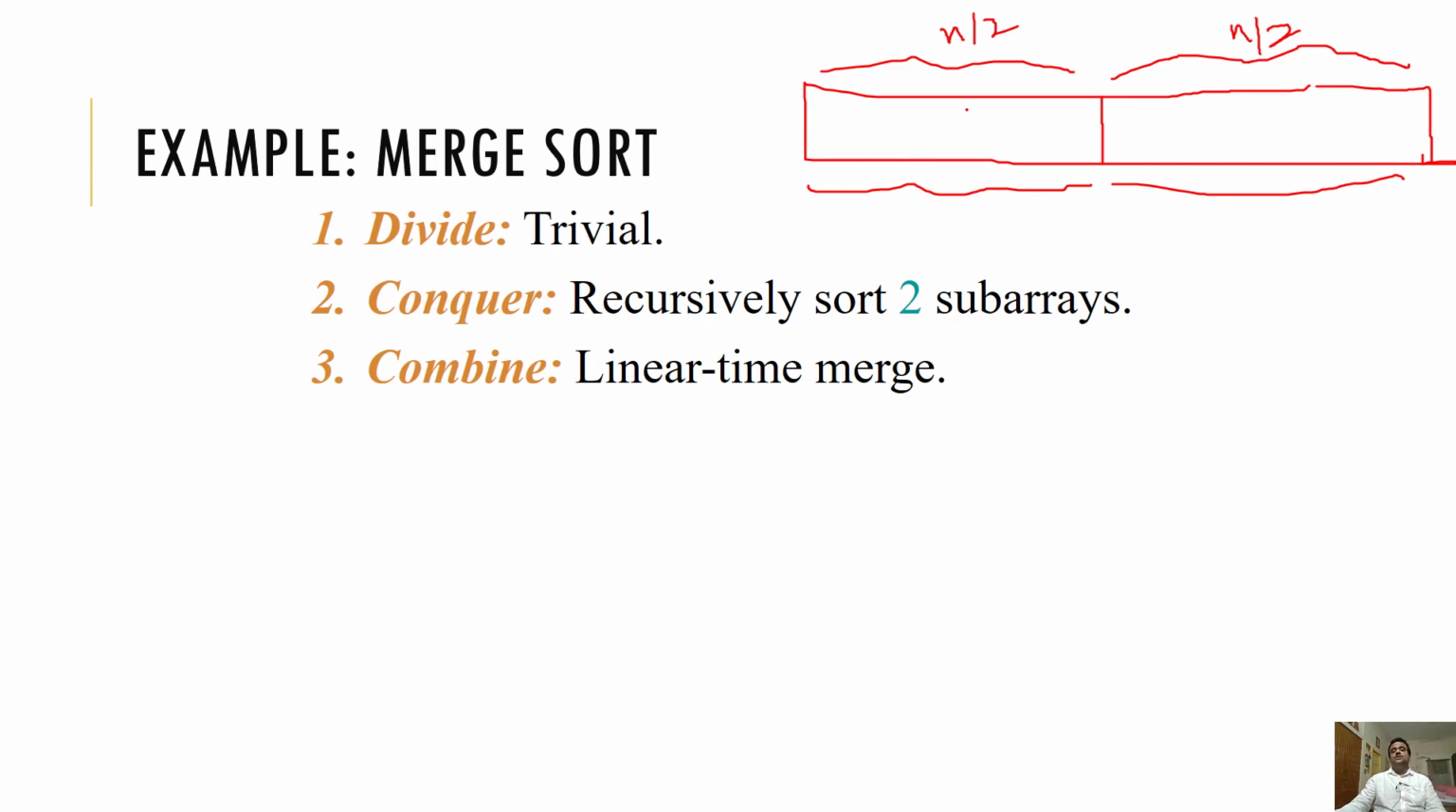Once these two sub arrays are sorted, that means once we have the solutions of these sub problems after the conquer step, we have to combine them to get the solution of the whole array, the whole problem. That is done by the merge subroutine. If you recall, the input of the merge subroutine is two sorted sub arrays, and we call merge to get the whole array sorted. So that is an example of the divide and conquer technique.